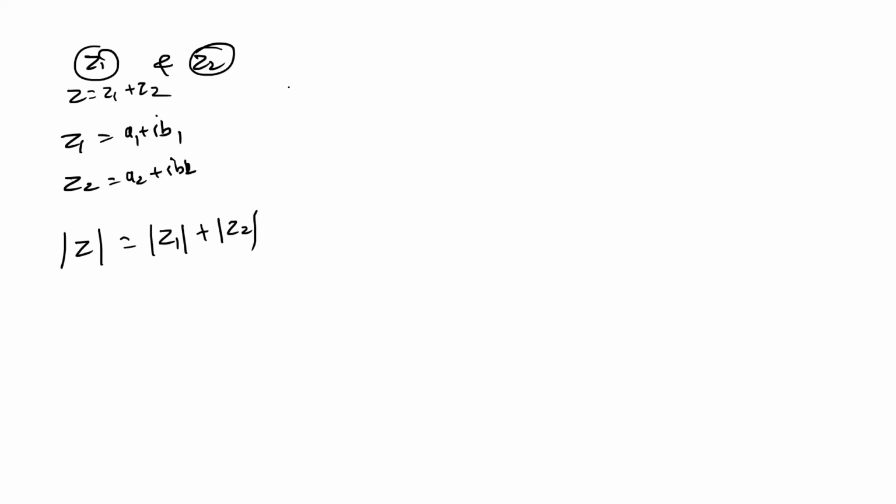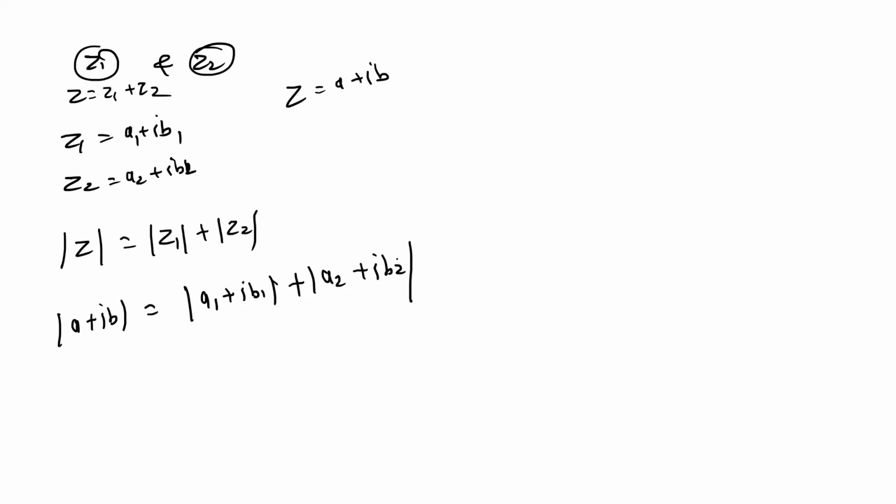And let's say Z is equal to A plus iB. So can I write mod of A plus iB is equal to mod of A1 plus iB1 plus mod of A2 plus iB2? This is basic. I should not discuss these things, but let's try to recapitulate them in your mind so that the thing will be very easy for you.